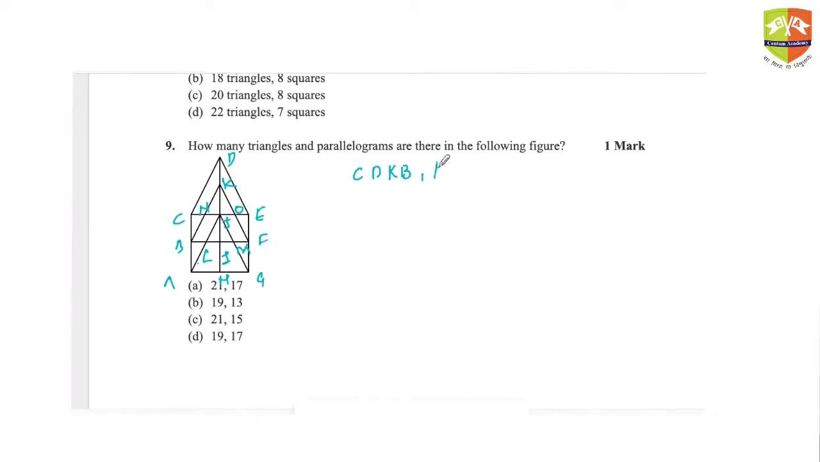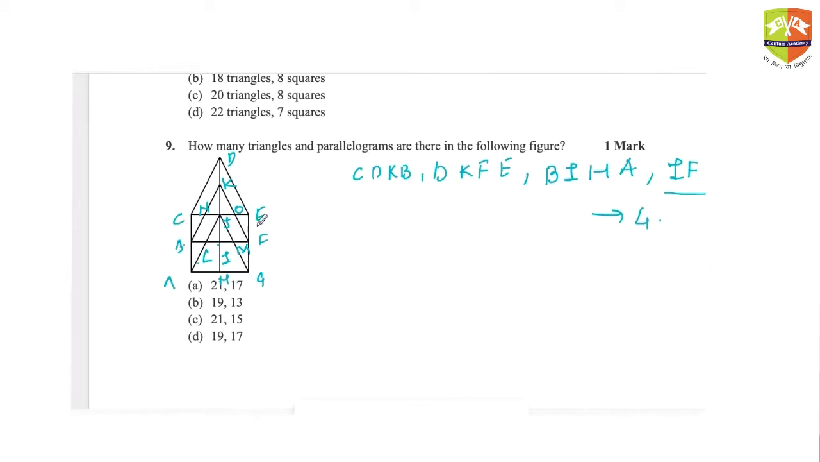D, K, F, E is giving me one. Then where am I getting more? I am getting B, I, H, A. And similarly, I, F, H, G, or I, F, G, H, whatever you say. So how many of them am I getting? 4.